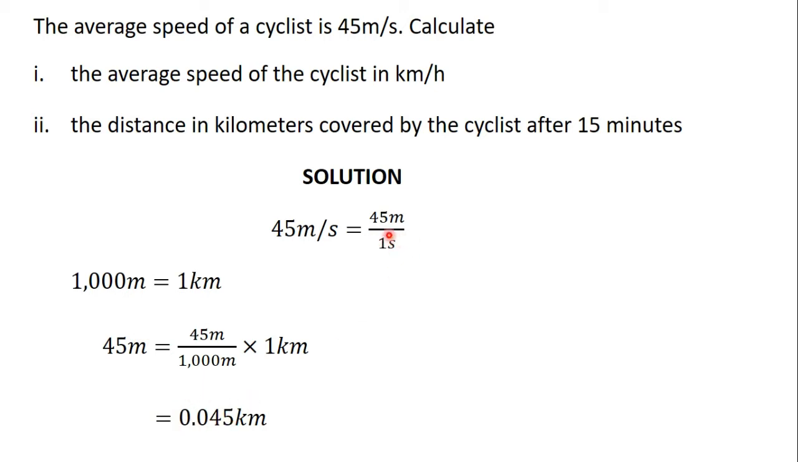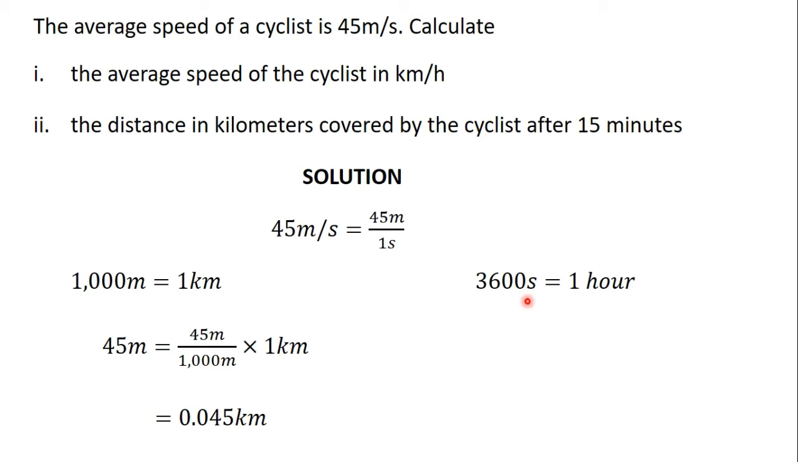We want time in hours. So we are going to convert 1 second to hours. To do that, we need a rate of conversion between seconds and hours. And that rate is 3600 seconds is equal to 1 hour. And we want 1 second in hours. So you ask yourself, if 3600 seconds is giving us 1 hour, 1 second, will it be more than 1 hour or less than 1 hour? You can obviously see that 1 second will be less than 1 hour.